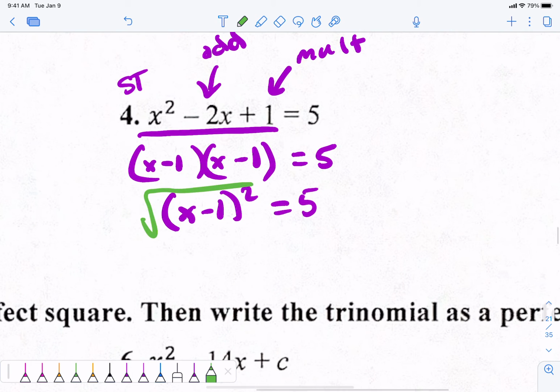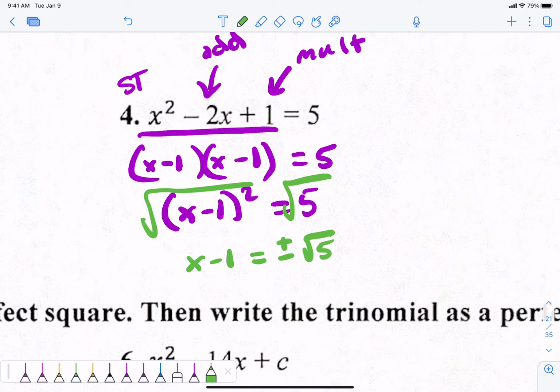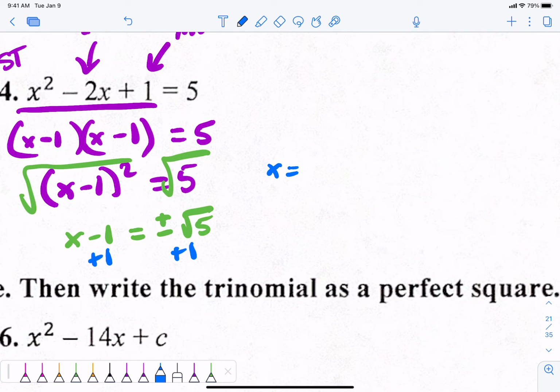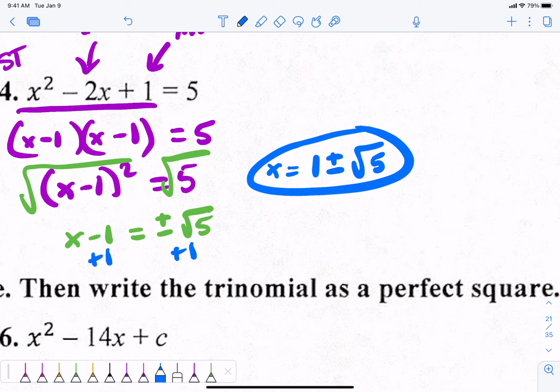We square root it, and we square root it. And so we have x minus 1 is equal to plus and minus the square root of 5. Add 1. Can you add the 1 to the 5? No. So your answer looks like? x equals 1 plus or minus the square root of 5. Yes, correct.